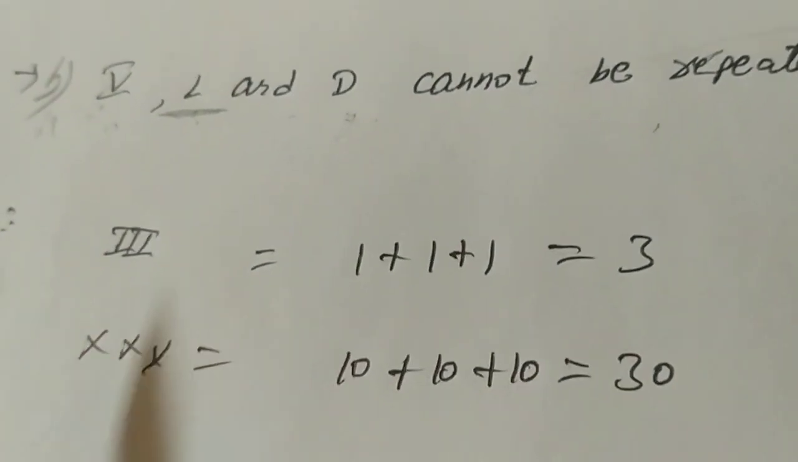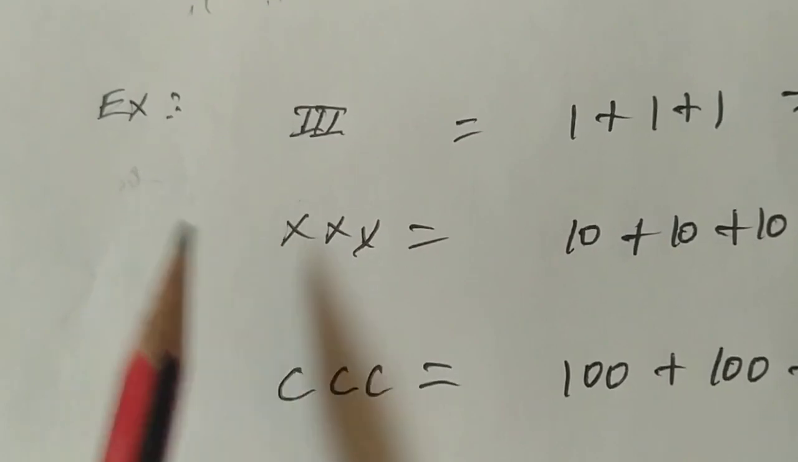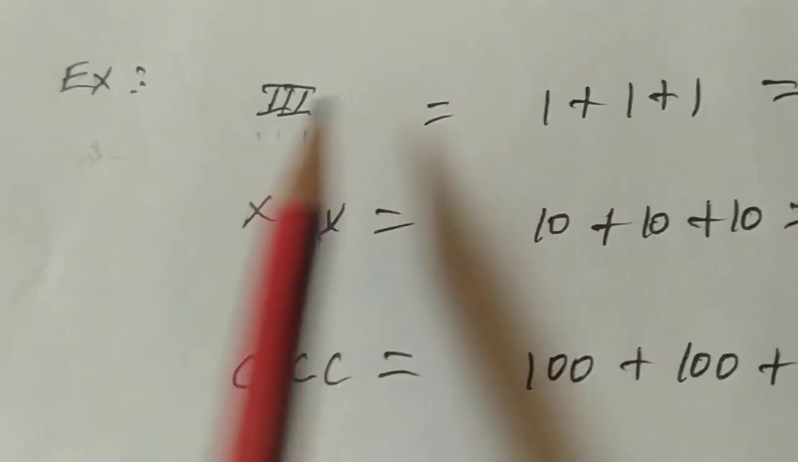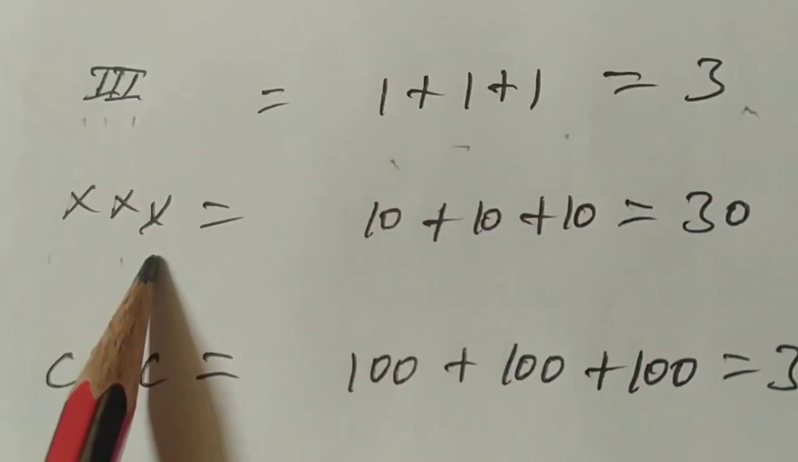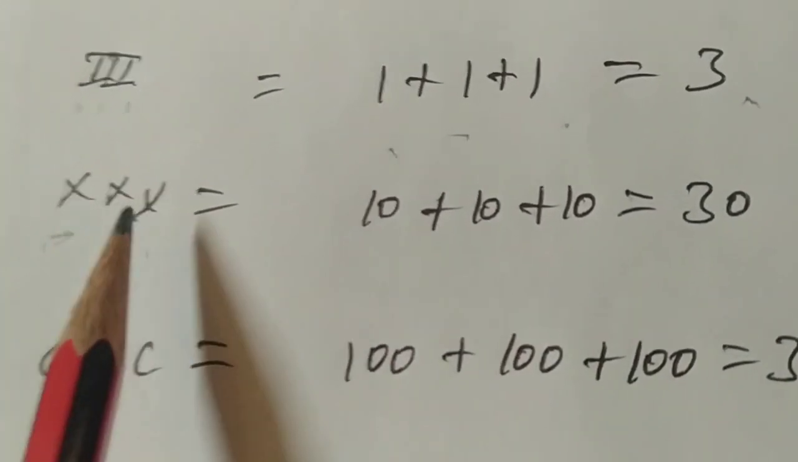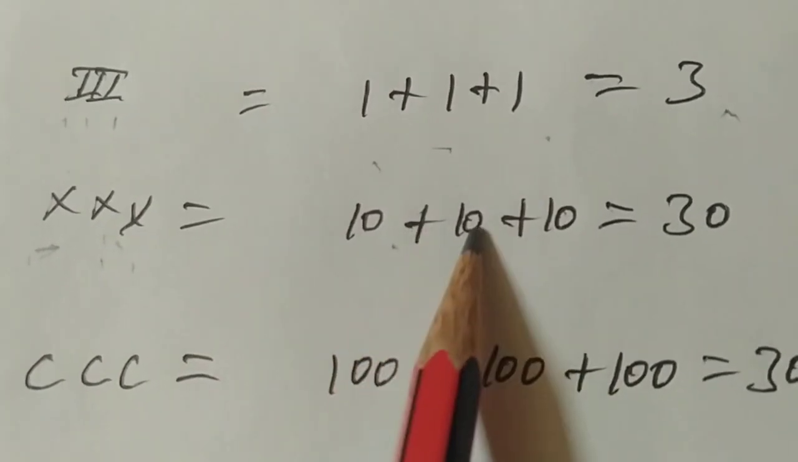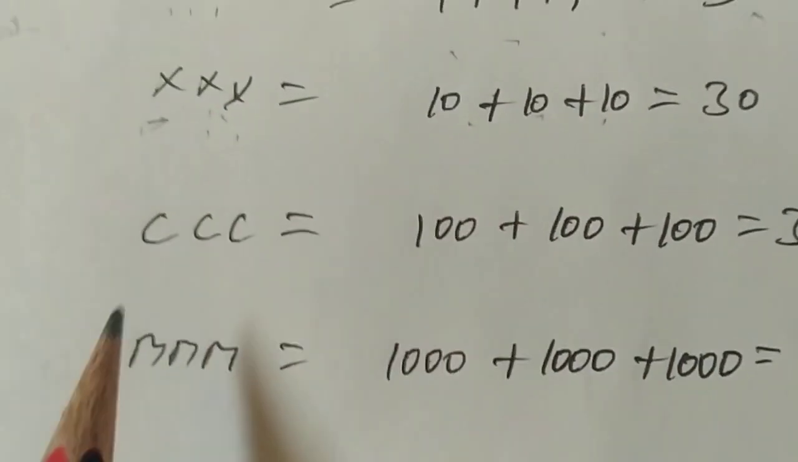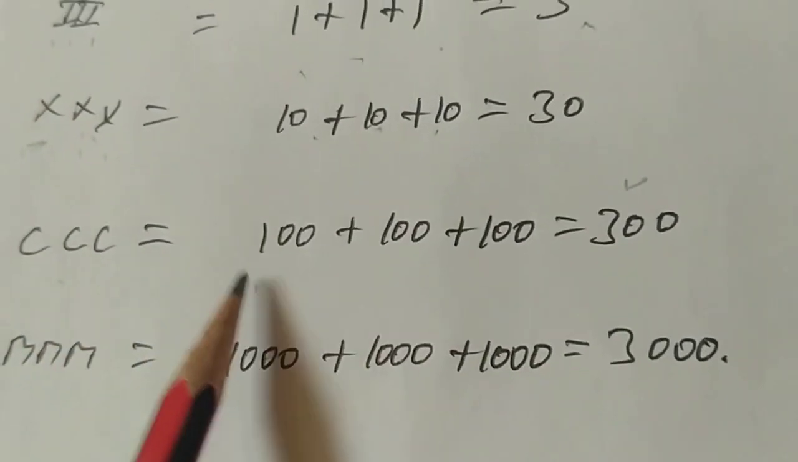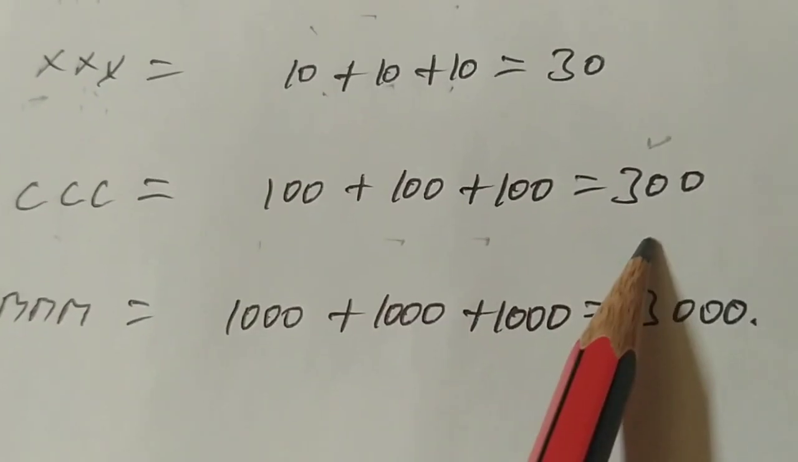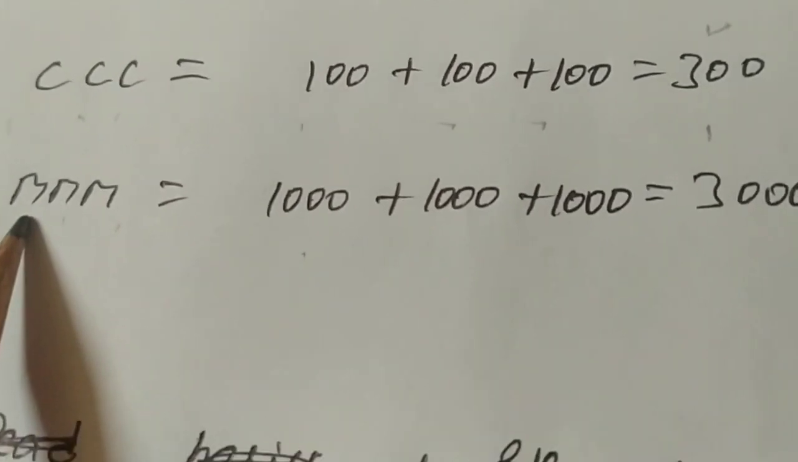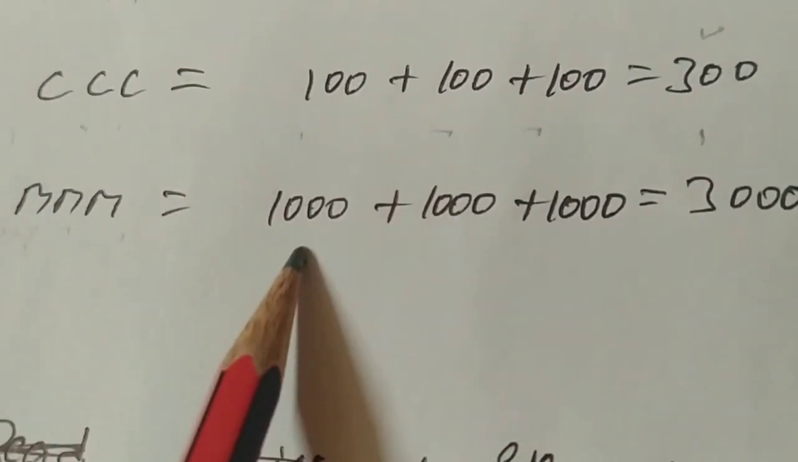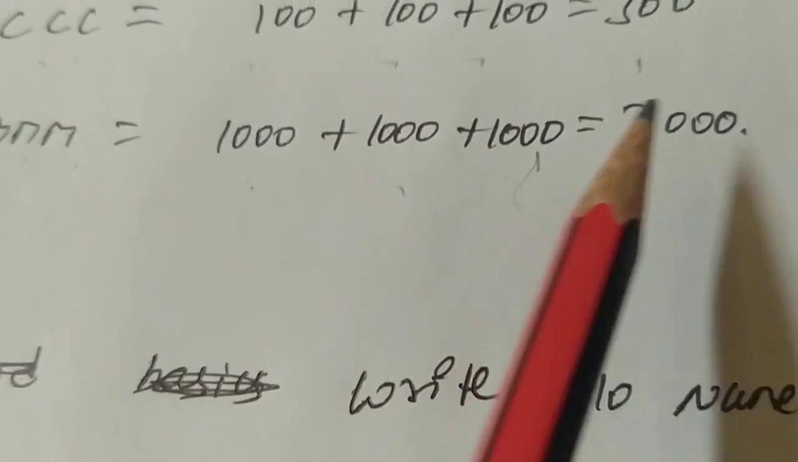Now look at the example. My dear students, I said 1, 1, 1. 1 plus 1 plus 1 is 3. And X, X, X. X means 10. 10 plus 10 plus 10 is 30. And C, C, C: 100 plus 100 plus 100 is equal to 300. And M, M, M: M means 1000. M is not monkey, M means 1000. 1000 plus 1000 plus 1000 is equal to 3000.